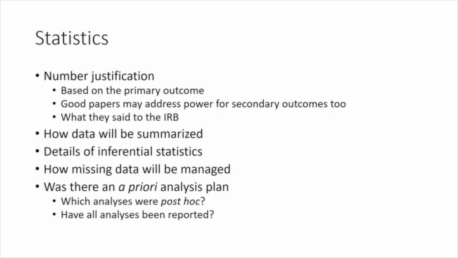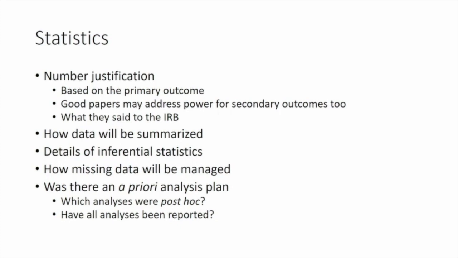If it looks a bit contrived, then one simple thing to do is just to ask them, what did they tell the IRB? And just put in the paper what you said to the IRB or to the Animal Ethics Committee. The argument that the authors generated for that should be the same as the argument that goes in the paper.